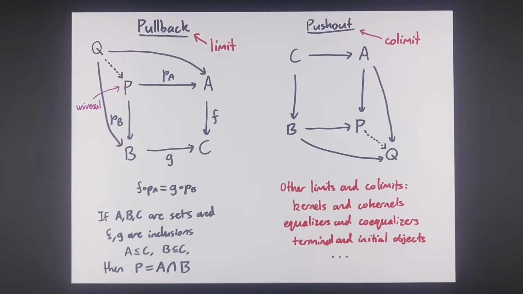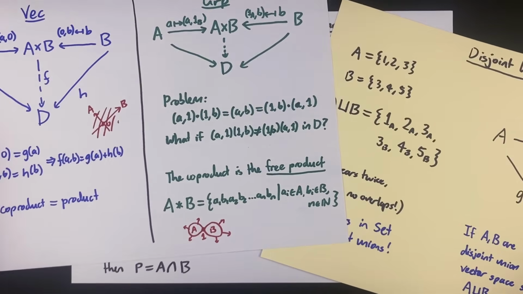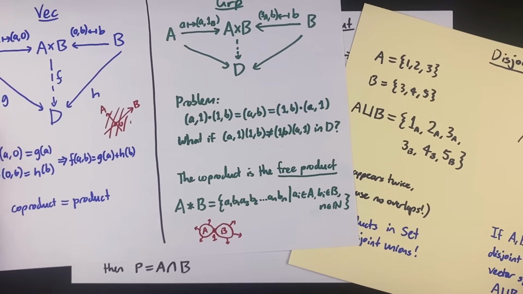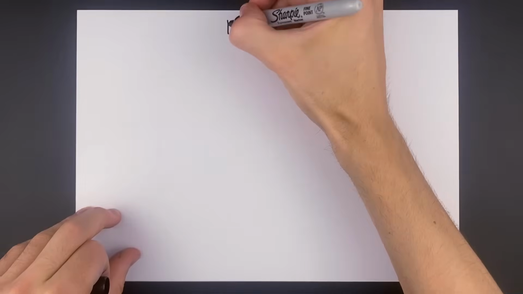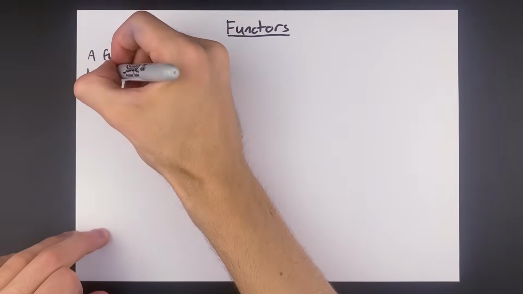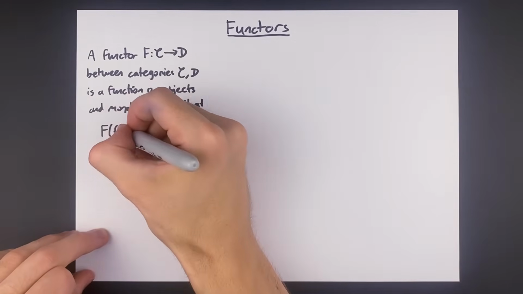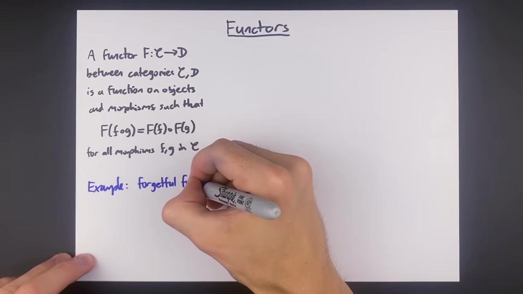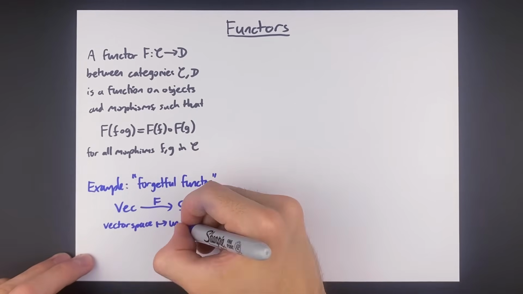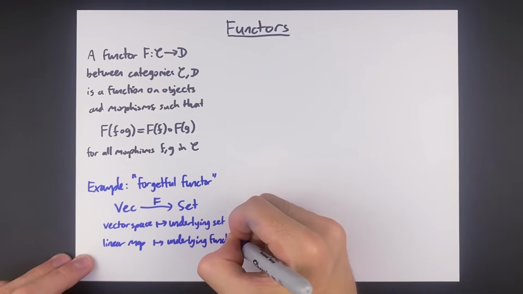Now, I didn't really give an answer to why set, vec, and group have the same products but different coproducts. I mean, I've shown how to prove it, but what's the intuition? Why are coproducts so badly behaved? Well, firstly, we need to connect these categories somehow. We can do this using a functor, which is a function between two categories that sends objects to objects and morphisms to morphisms in a way that respects composition. For example, there is a functor from vec to set, sending a vector space to its underlying set and a linear map to its underlying function.